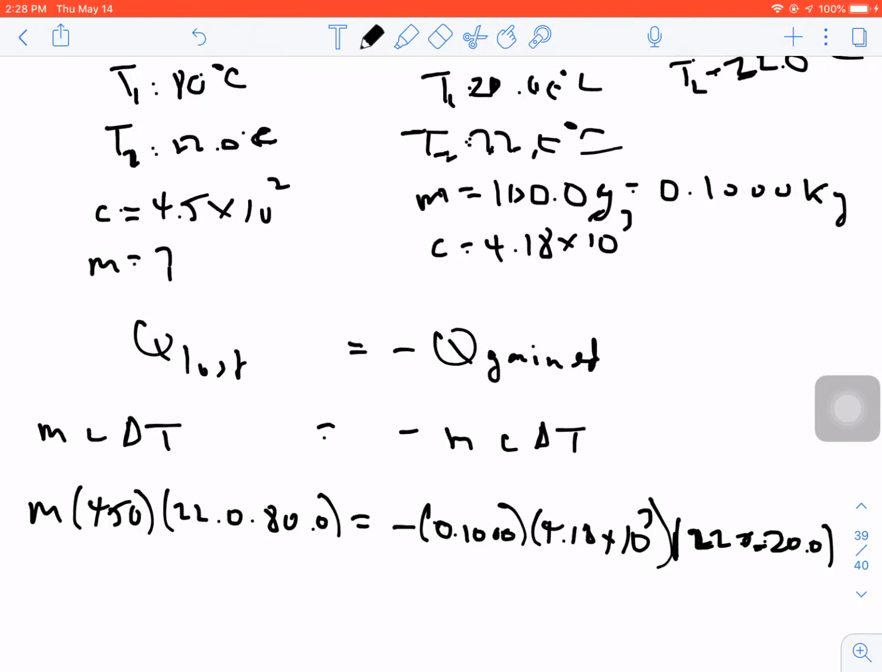And now I'm going to, again, do my math on the left. So I'm going to take 22 minus 80 times 450. I'm getting negative 26,100 M on the left. On the right, again, I'm going to take my 22 minus 20, which is 2 degrees C, times 4.18 times 10 to the third times 0.1 kilograms. I'm getting negative 836.